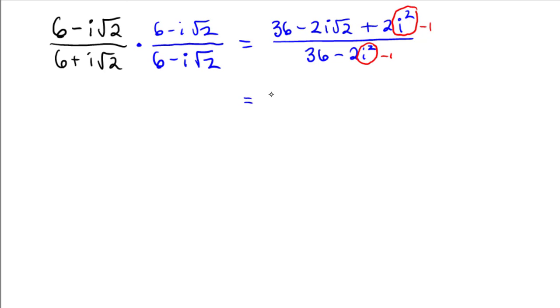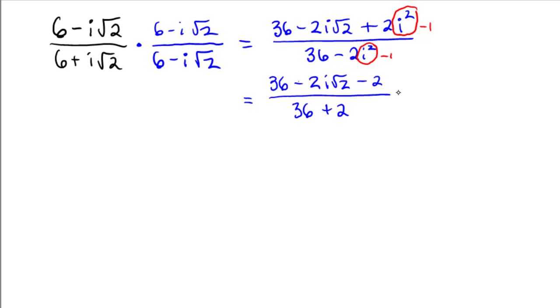So what do we get in the next line? It looks like 36 minus 2i rad 2. And then since the i squared is a -1 multiplied against 2 makes that a -2, we'll have plus a -2. And so I'll just write -2 over 36. Again, i squared is -1. -1 times 2 is -2. And then we are subtracting -2, so that would be a +2.